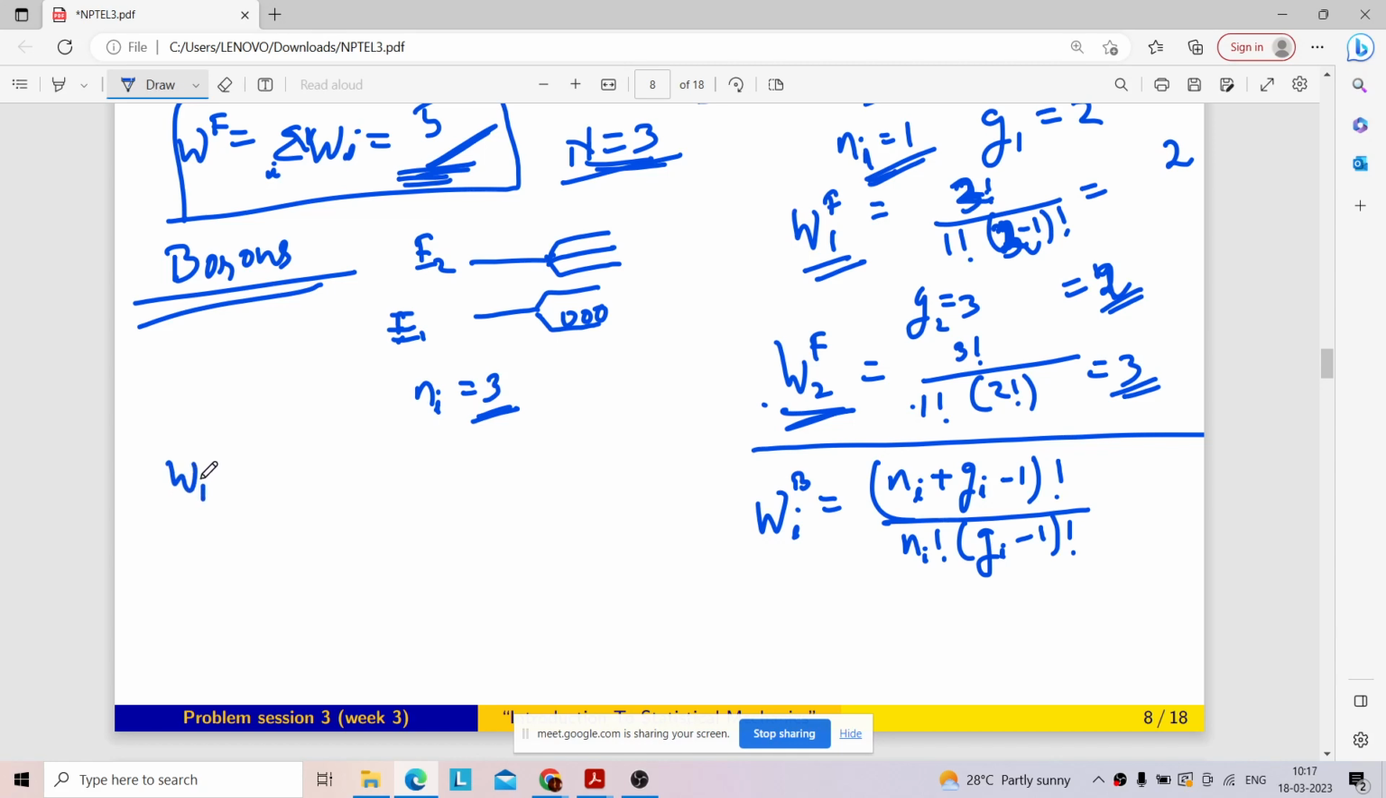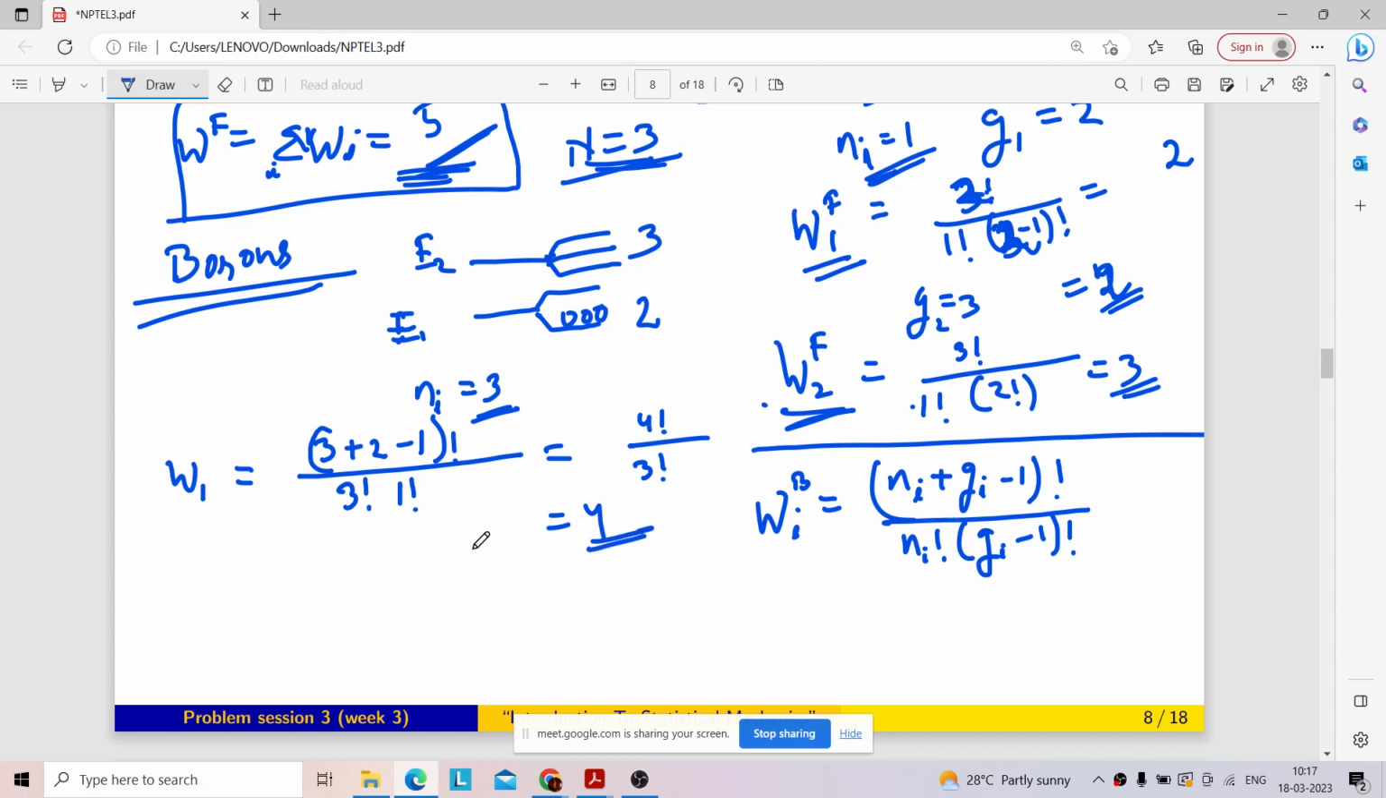So let's put this and calculate the first microstate for the first energy. This will be 3 plus degeneracy, which is 2 here, 3 here. So it's (3 plus 2 minus 1) factorial divided by n is 3, 3 factorial, g is 2, so 2 minus 1 is 1 factorial. This will be 4 factorial divided by 3 factorial. This is 4. The W1 is 4 for me now.